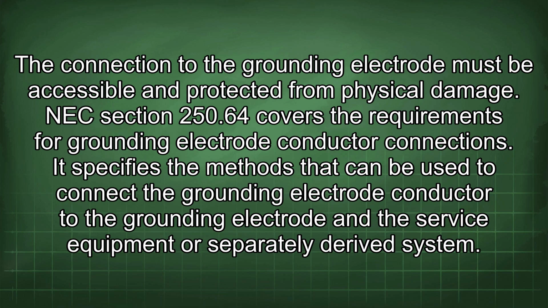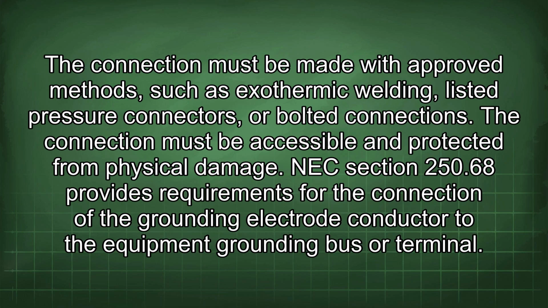NEC Section 250.64 covers the requirements for grounding electrode conductor connections. It specifies the methods that can be used to connect the grounding electrode conductor to the grounding electrode in the service equipment or separately derived system. The connection must be made with approved methods such as exothermic welding, listed pressure connectors, or bolted connections. The connection must be accessible and protected from physical damage.